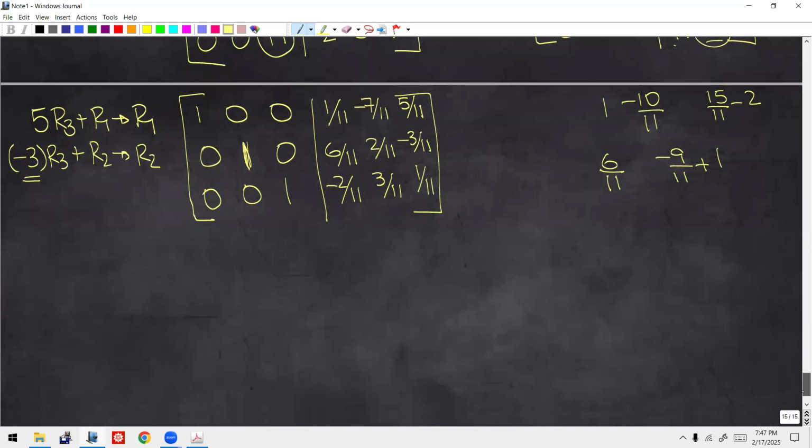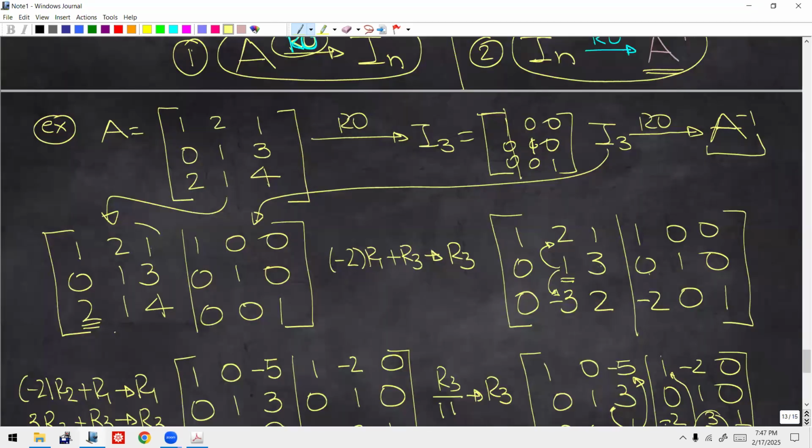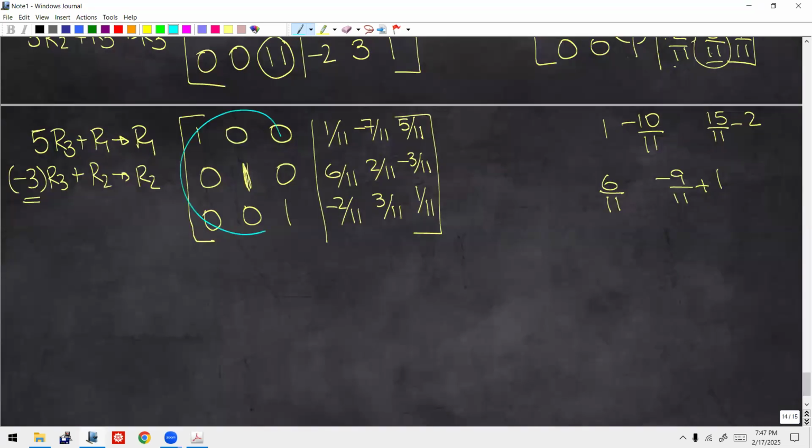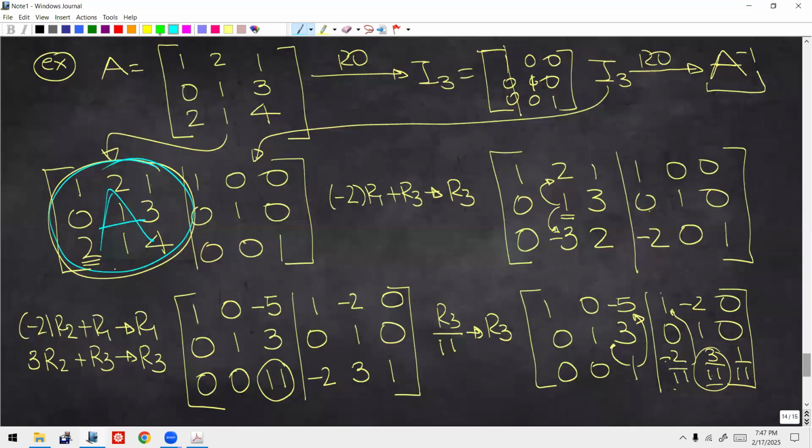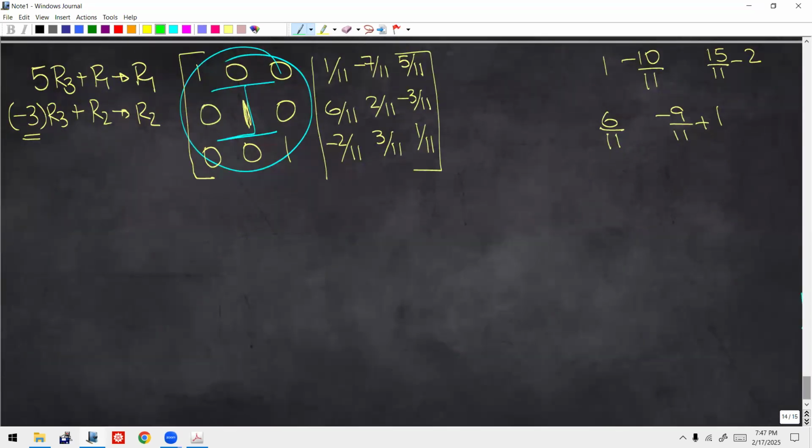So we transformed, look at it, we started with A, and we transformed A to I. In the process, what happened? The I that we had here, the one we started with, got transformed to what? A inverse. So the inverse of this matrix A that was given to us is given by this.